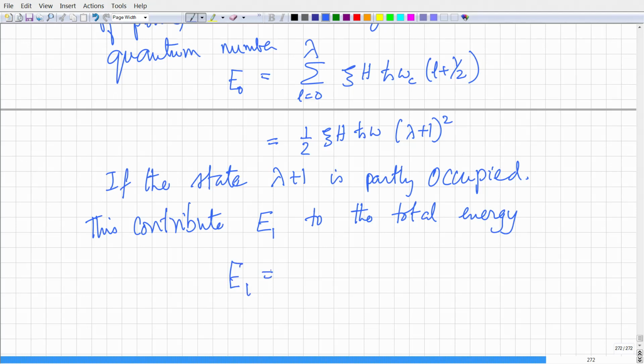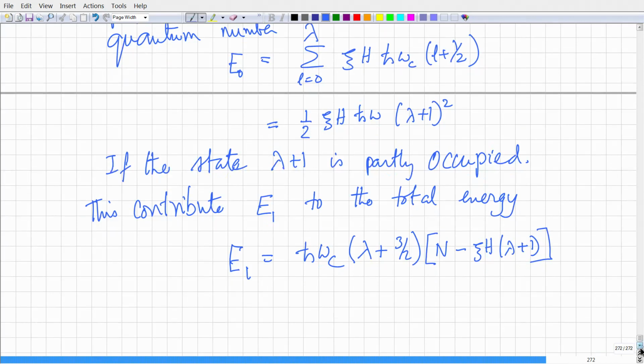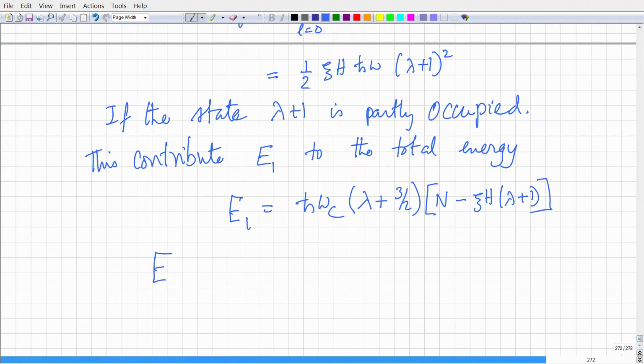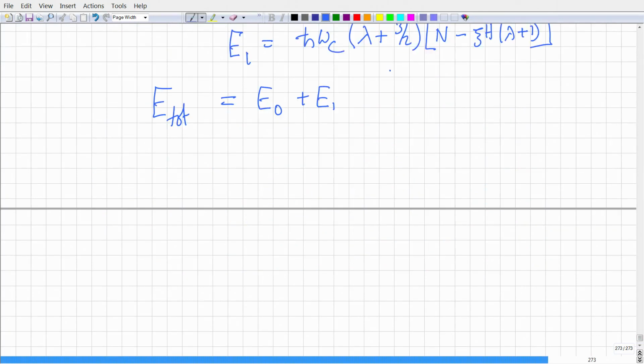E1 is equal to h cross omega c. Now the lambda plus 1 state is the one that is partly occupied, so it is lambda plus 3 by 2 times the number of electrons, that is the total number of electrons in the system, n, minus the number of harmonic oscillator states which are completely filled. So this is what we get. So we can get the total energy, E total, equal to E0 plus E1, and we can plot E total as a function of 1 upon B.